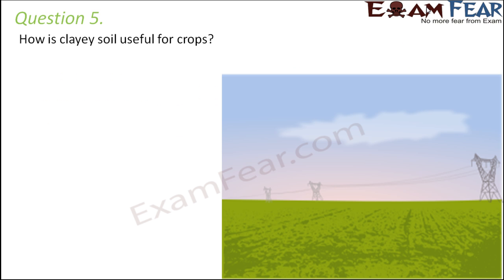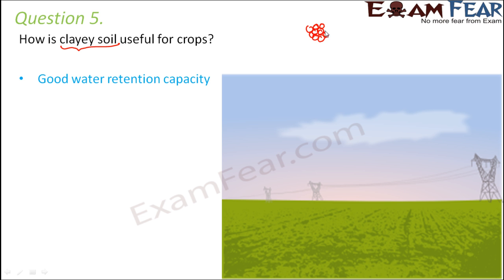Question number 5. How is clayey soil useful for crops? Now what are the properties of clayey soil? So clayey soil has particles which are very small in size and they are very closely and tightly packed. So in this type of soil, water retention capacity is very good because the particles are very small and they are very tightly packed to each other. So there are very tiny spaces in between. So water gets locked in these tiny spaces, and that is why we say that water holding capacity or water retaining capacity is very good.